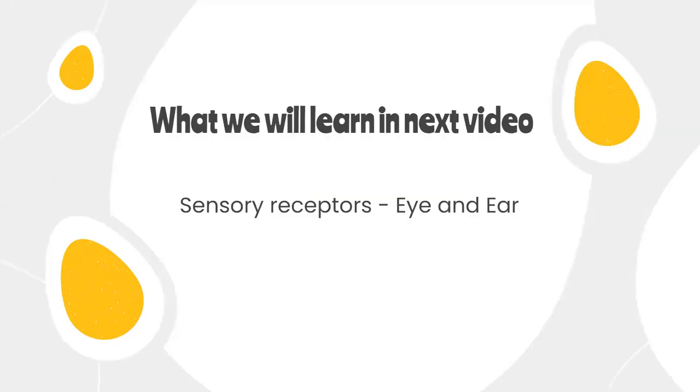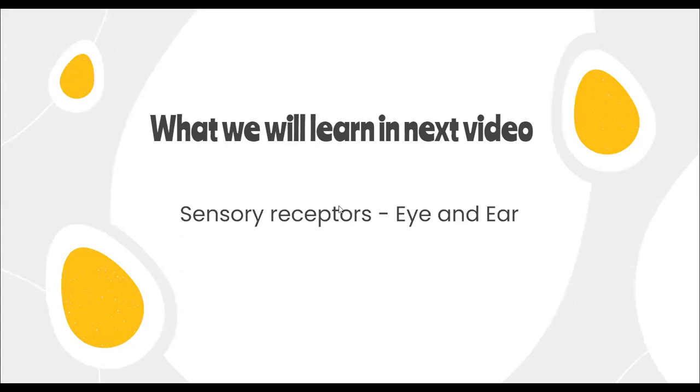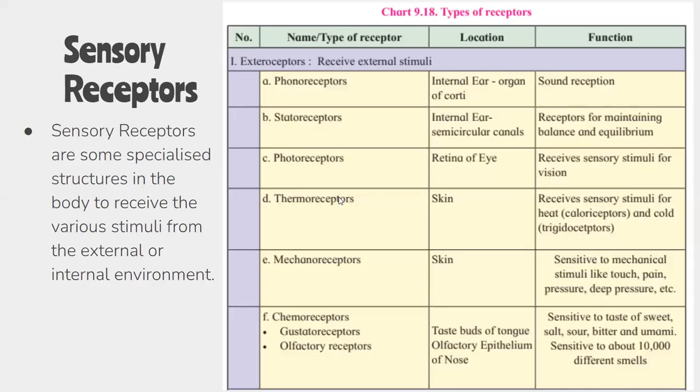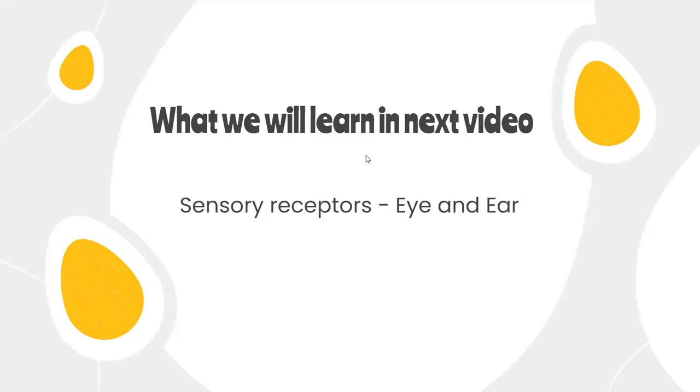Now, in the next video, we will talk about the eye, and then we'll talk about the ear. Out of all these, in your syllabus, you have only the eye and ear to be discussed in detail, the structure and function of different parts of the eye and ear.